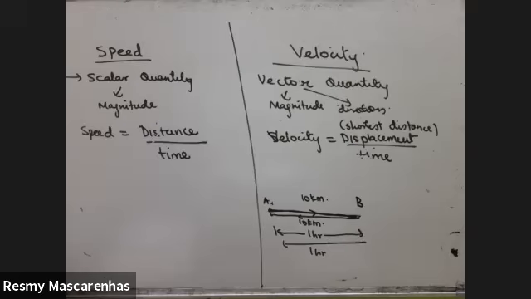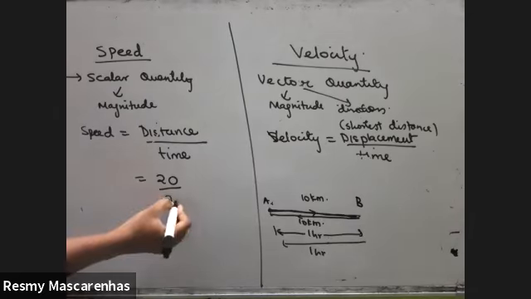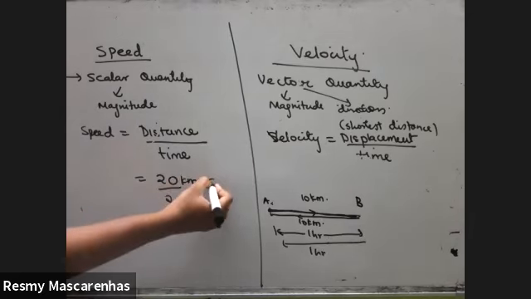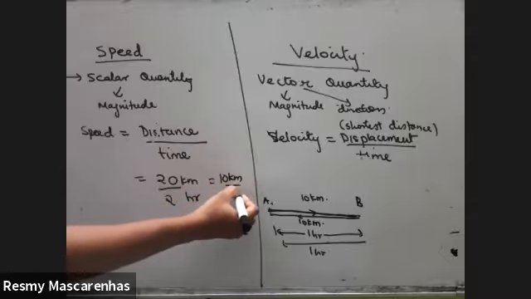So what will be the speed? Can anyone tell me? What will be the distance covered from A and back to A? How much will be the total distance covered? Yeah, 20 kilometers. And how many hours is the total time you have to take? 2 hours. Yes, so that will be 2. So here he has traveled 10 kilometers per hour in short.